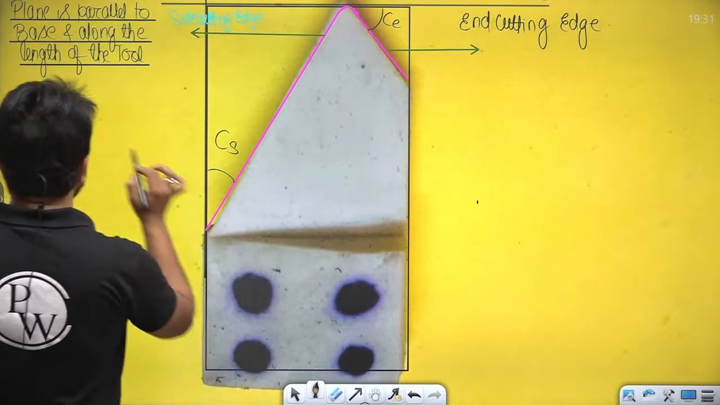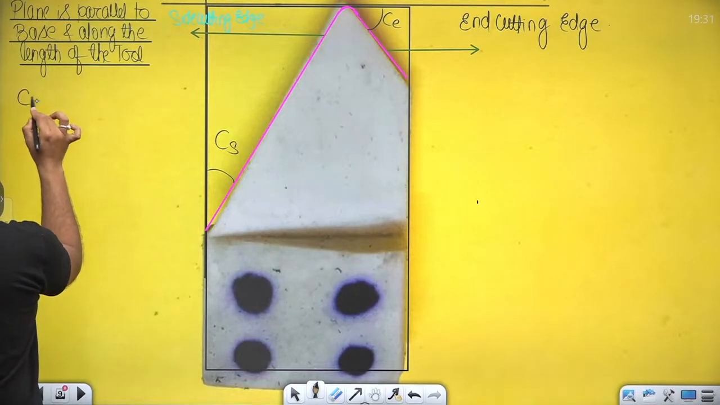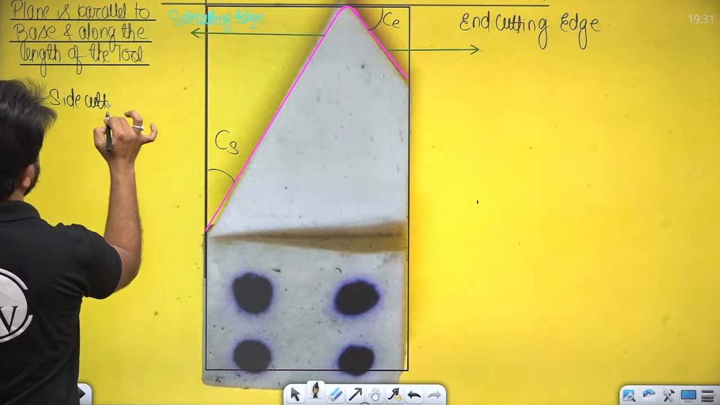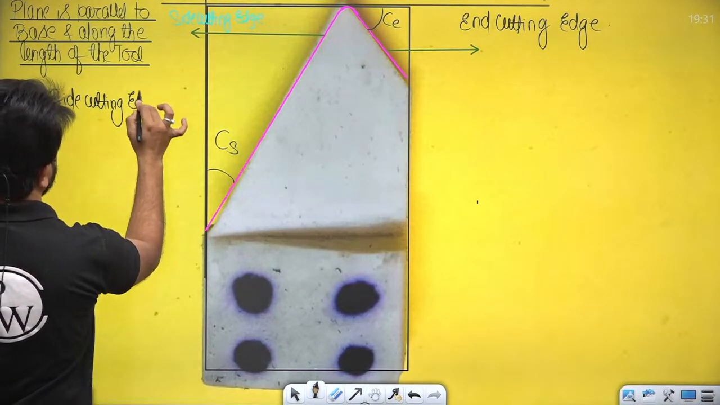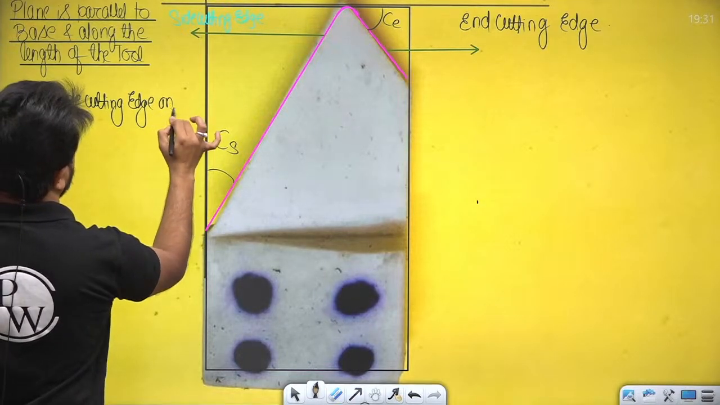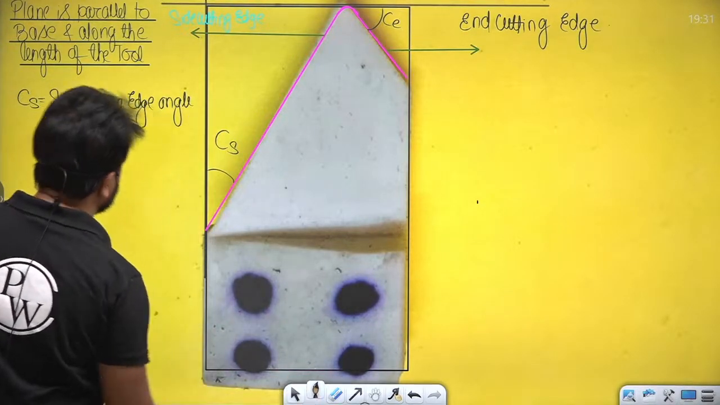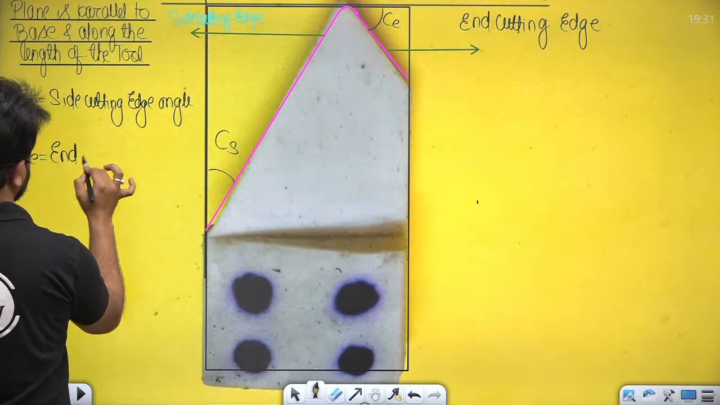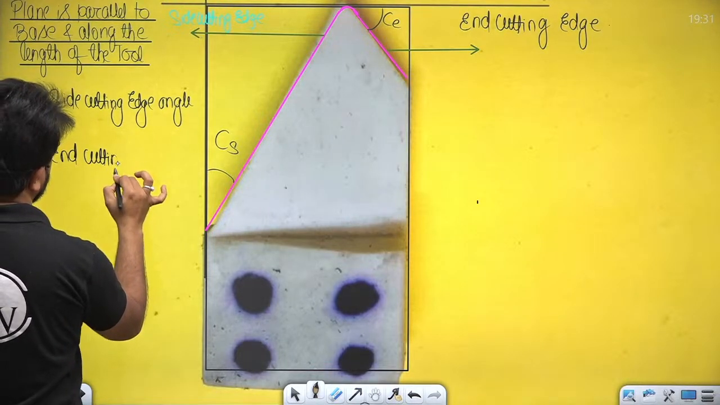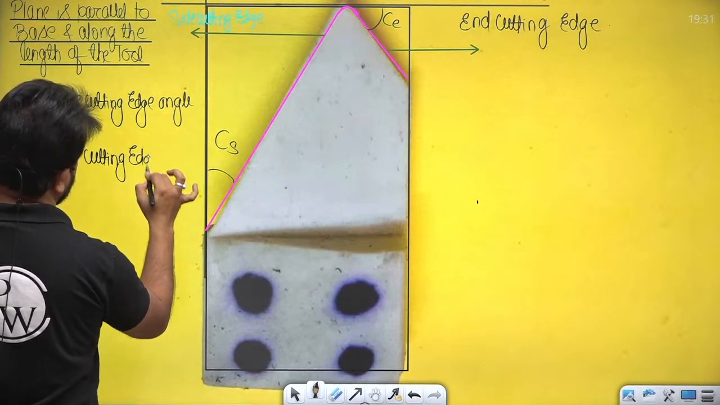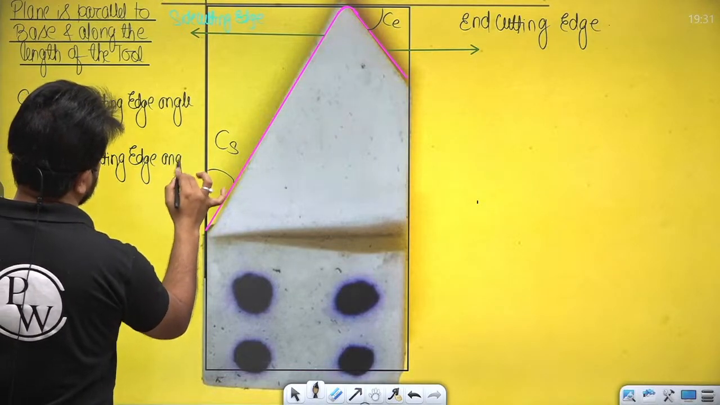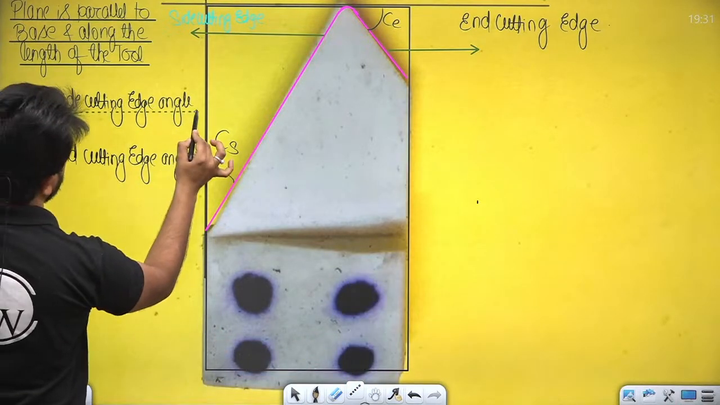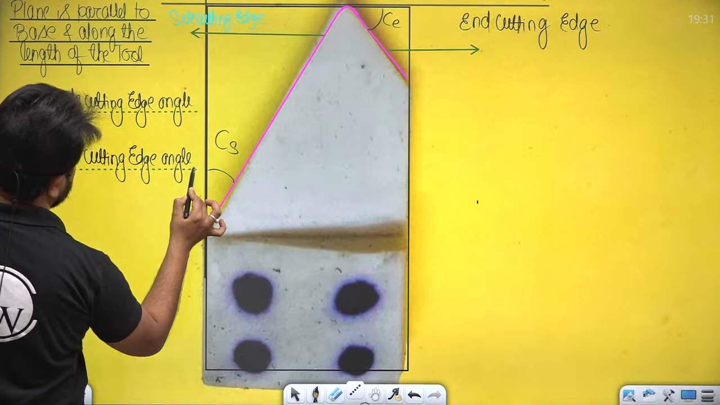So I'm going to write here that Cs is the side cutting edge angle, right? And Ce is the end cutting edge angle, right? This is the side cutting edge angle and this is the end cutting edge angle.